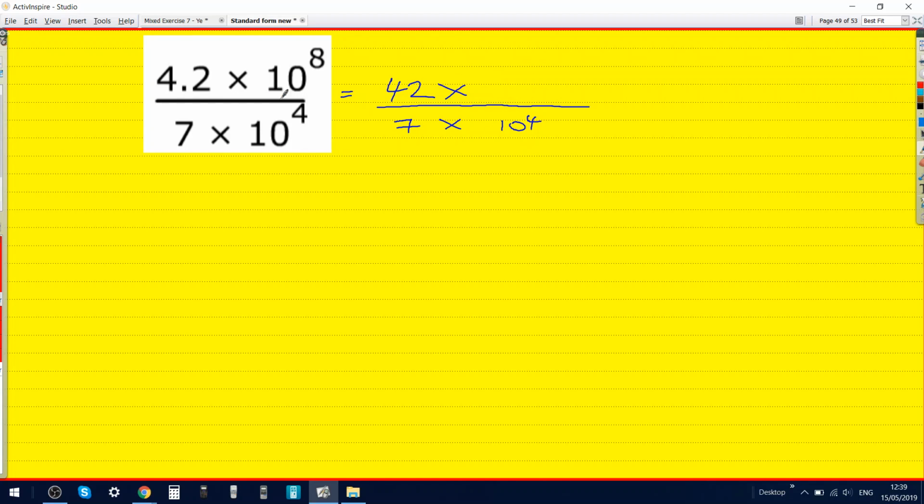So 4.2 times 10 to the 8 is equal to 42 times 10 to the what? Oh yeah, so we're multiplying, so the power's going to drop. So it'll be to the power of 7. That's it. So now do the actual division. So it'll be 42 divided by 7 is 6. So 6 times 10. We're multiplying the powers. So 7 take away 4 is 3, to the power of 3. Yeah.